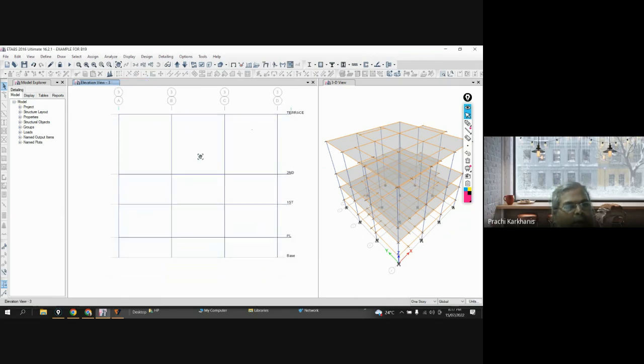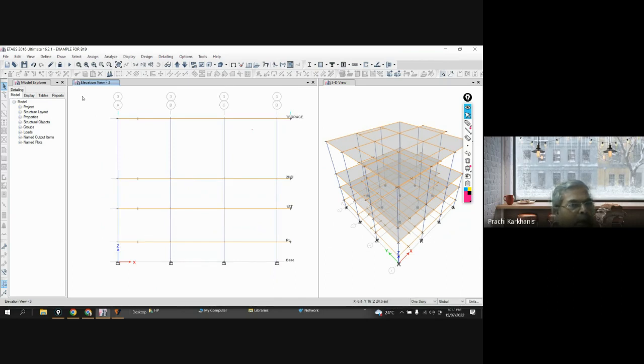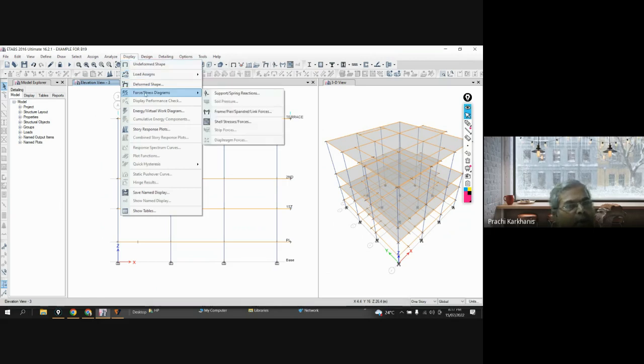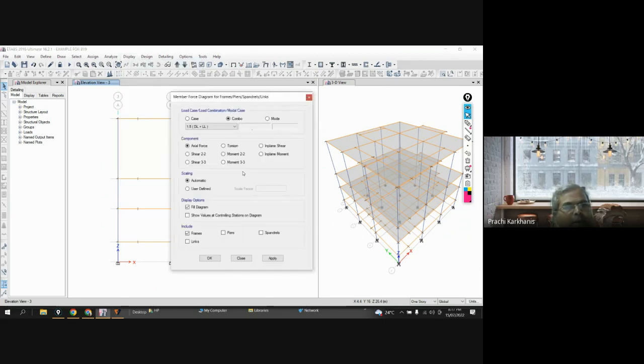So this is my elevation 3 that you can see over here, elevation view 3, and you can see A, B, C, D and 3, 3, 3. That means it is an elevation 3. Now I will go to display and then force and stress diagram, and then here I will go to this frame, pier, spandrel or link forces. Click on it. Now it will ask you what you want.